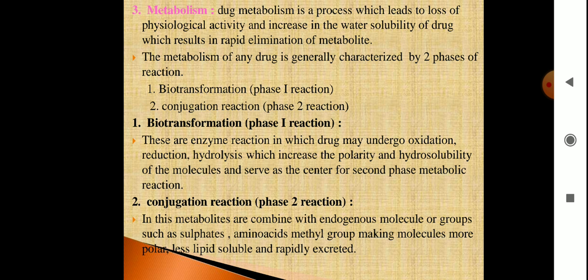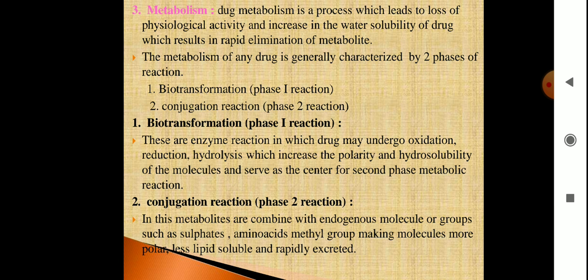And next one is metabolism. Drug metabolism is the process which leads to the loss of physiological activity. So metabolism means the loss of physiological activity. A chemical reaction will take place, and the physical state of the drug will change. When you take a tablet, it gets disintegrated in the body, right? So the physical state of the drug is changed now, and after that it increases the water solubility of the drugs.